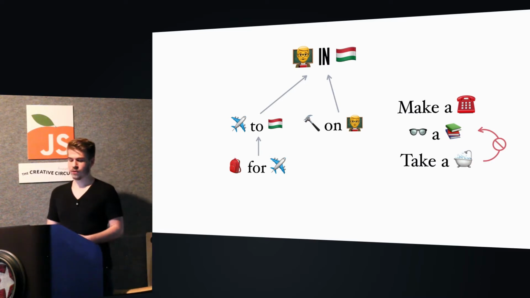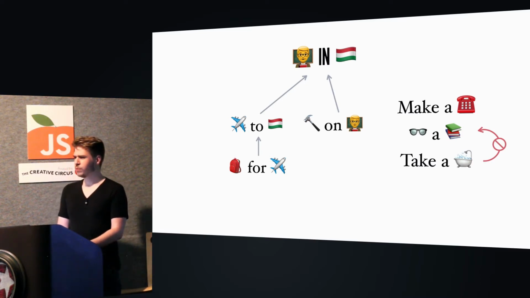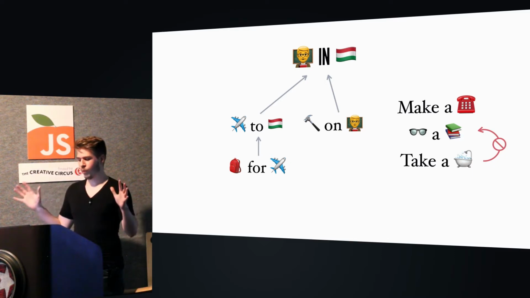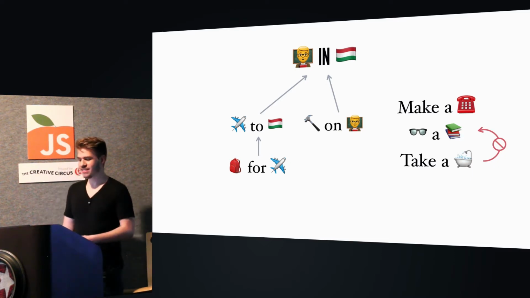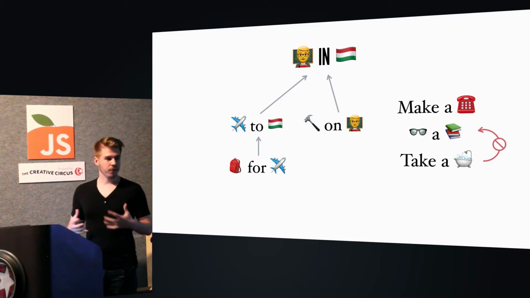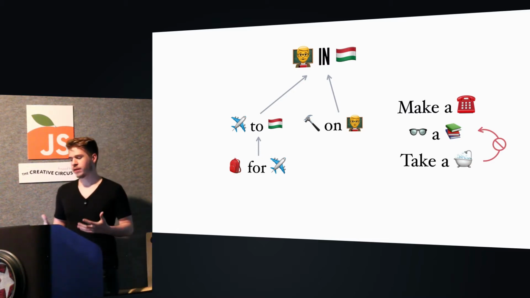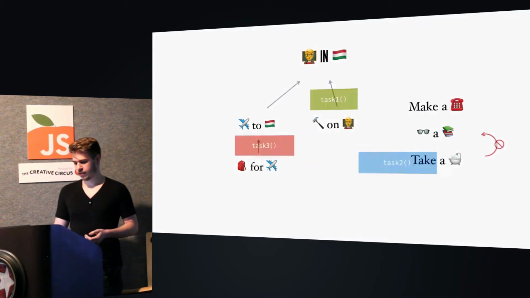For example, I can't make a phone call while I'm on the plane, or I probably wouldn't read a book while I'm in the shower. Just wet books, not a great idea. So altogether, these describe my constraints and my preferences for how I will get ready for giving my conference talk.